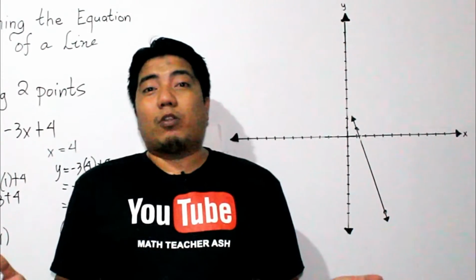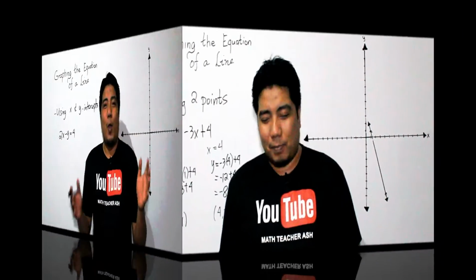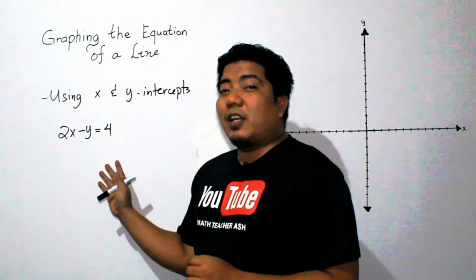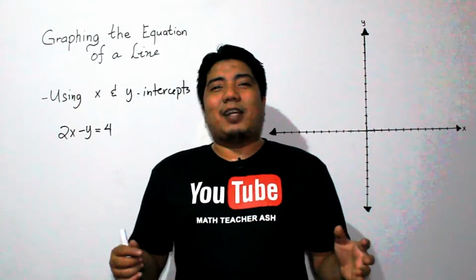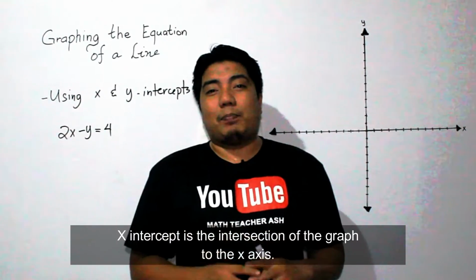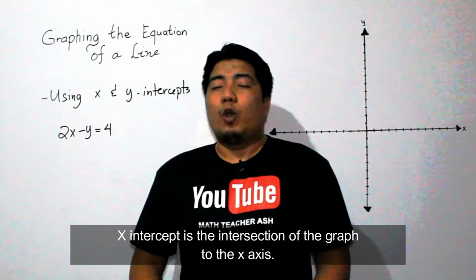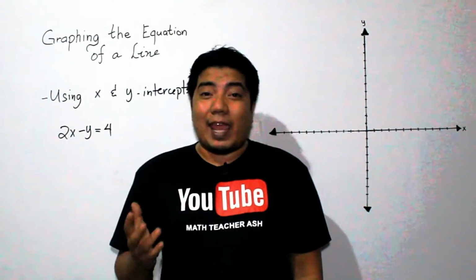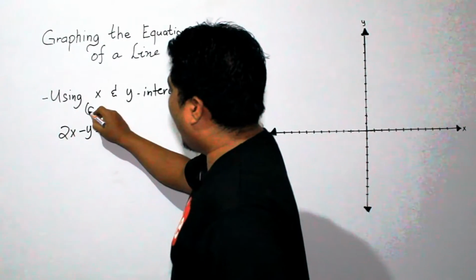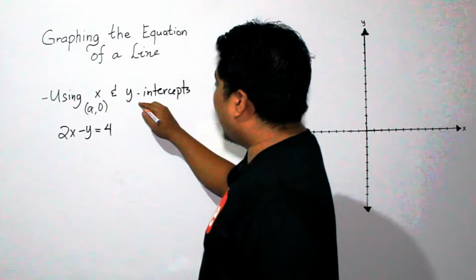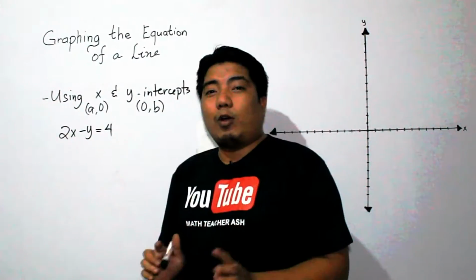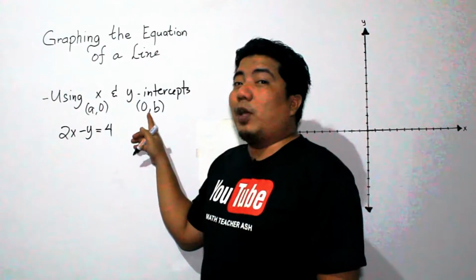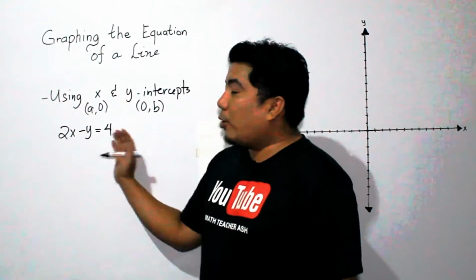Now, let us consider, how about if we think about x and y intercepts? Okay, math learners, we are here with our example, 2x minus y is equal to 4. Now, how do we graph this linear equation using the x and y intercepts? Remember the definition of x and y intercept. The x-intercept is the intersection of the graph with the x-axis, while the y-intercept is the intersection of the graph with the y-axis. Remember that the coordinates of the x-intercept are a, 0, while the y-intercept is 0, b. Remember always that the y-coordinate of the x-intercept will always be 0, while the x-coordinate of the y-intercept is always 0.